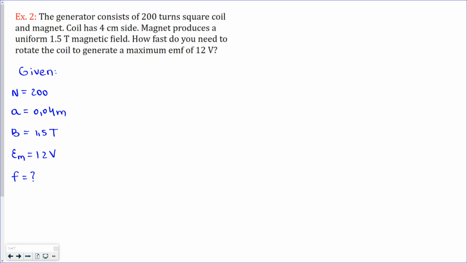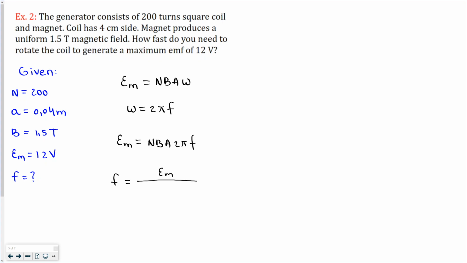Well, frequency shows how fast the coil rotates to generate a maximum EMF of 12 volts. So let's use the equation you already know, NBAω, and the angular frequency is 2πf. So we can substitute into the equation. So it will be NBA 2πf, and here f is equal to EMF over NBA times 2π.